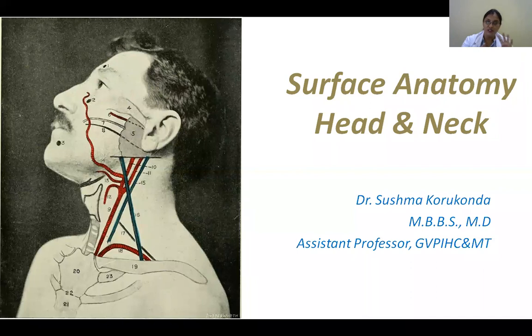So why I've mentioned all this is, what exactly is surface anatomy? What you have done till today is you have dissected the regions, you have seen what they are.